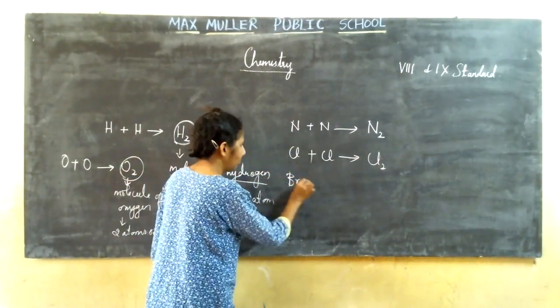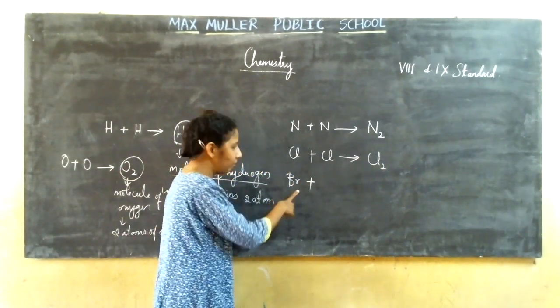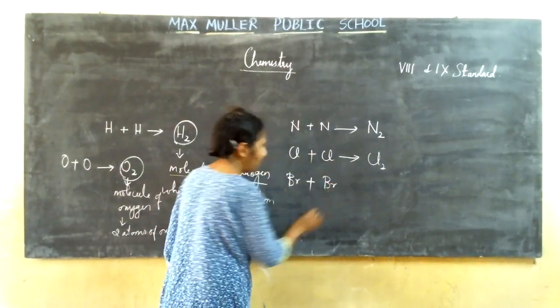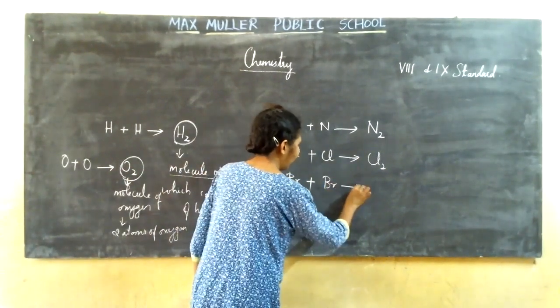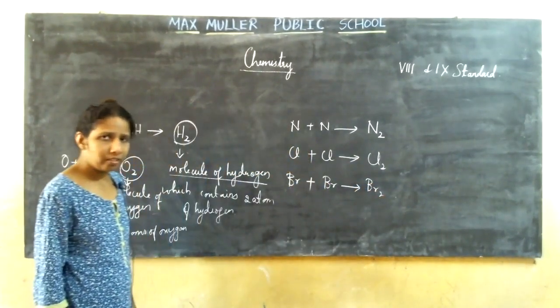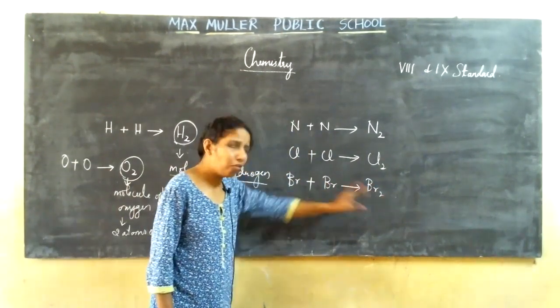Similarly, bromine, Br. Bromine atom does not exist independently. So it combines with another bromine atom to form a molecule of bromine. This molecule of bromine contains 2 atoms of bromine.